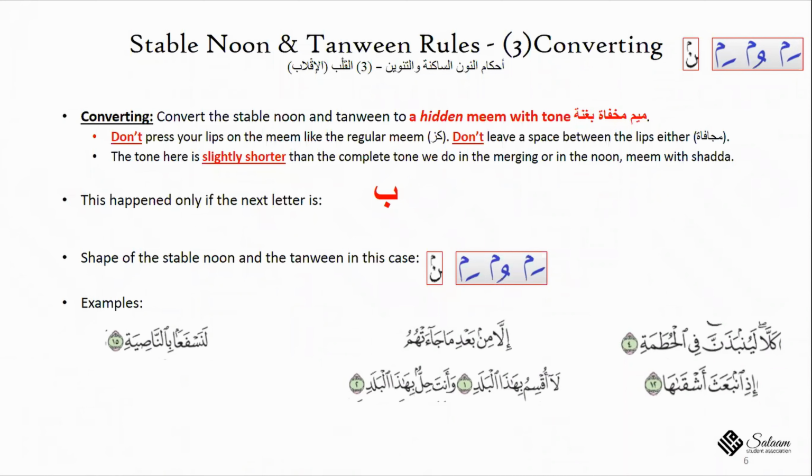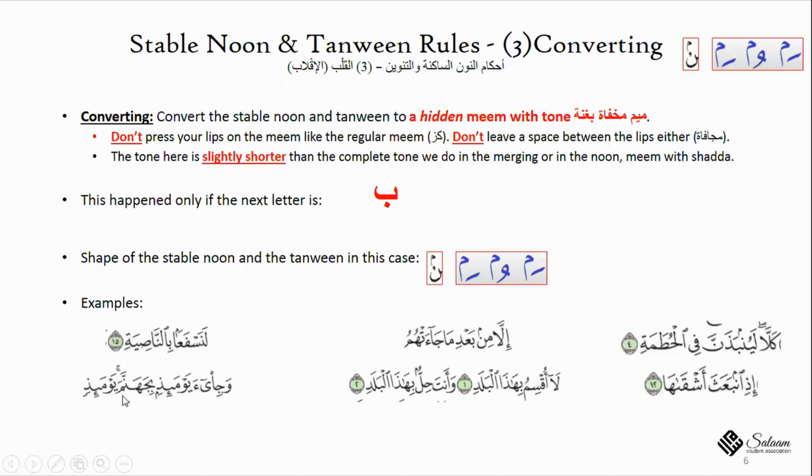Say meme here with ghunnah. Same thing here. This is tanween kasra. It's written this way because there is ba after it. Here we do conversion.